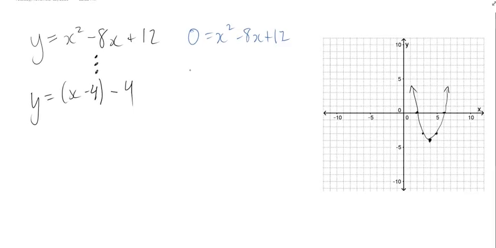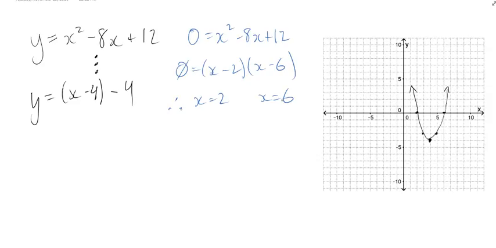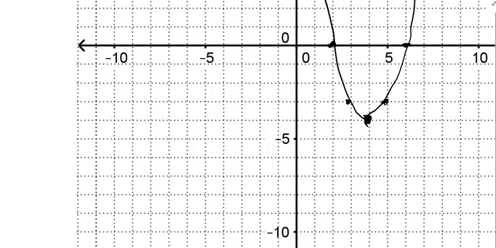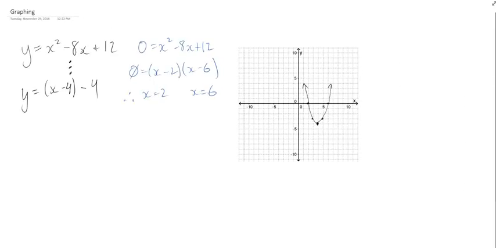What if I solved this? 0 equals (x minus 2)(x minus 6). Therefore, x equals 2 and x equals 6. And what do you notice? Those are the x-intercepts, 2 and 6. Why? Because what I did was I replaced y with 0, and essentially x-intercepts occur when y equals 0.